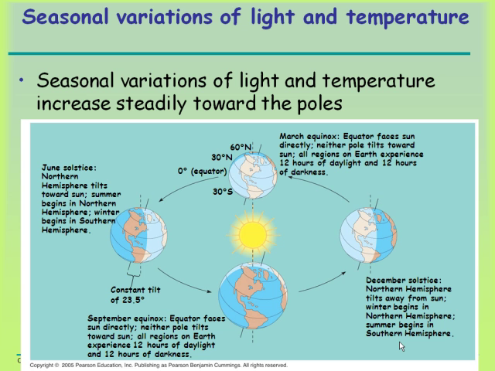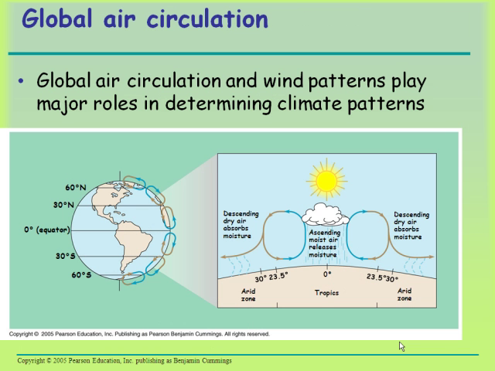September equinox, the equator faces the sun directly. Neither pole tilts towards the sun. All regions on Earth experience, again, equal hours of daylight and darkness. Then going into the December solstice, the northern hemisphere tilts away from the sun. Winter begins in the northern hemisphere, with this being the shortest day in the northern hemisphere. Summer begins in the southern hemisphere, with December 21st being the longest day in the southern hemisphere.